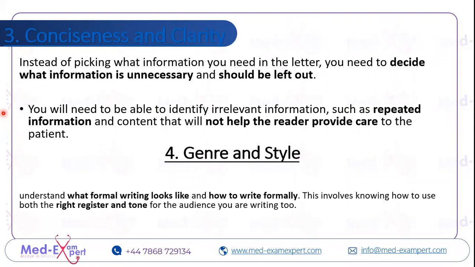The third category is conciseness and clarity. Conciseness means keeping it to the word count, keeping it as short as possible. Clarity means it should be very clear for the reader to understand. So you have to decide what information is unnecessary and exclude it. Irrelevant information and repeated information will affect your scores.